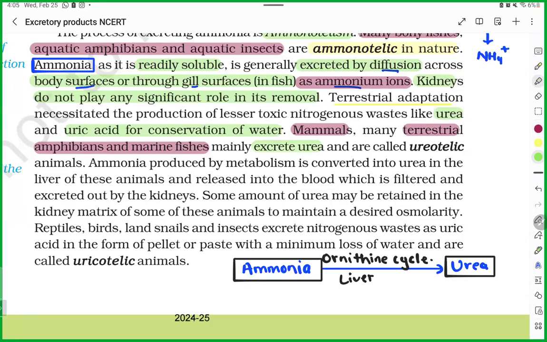In this case, ammonia will convert into urea in the liver of these animals, and then urea is released into the blood. Correct. And as we already discussed, a small amount of urea can be retained back in the kidney for maintaining osmolarity, just like a starter pack, like how we produce curd and we need a small amount of curd, almost for the same thing. A small amount of urea we retain in our body, so it can easily come out.